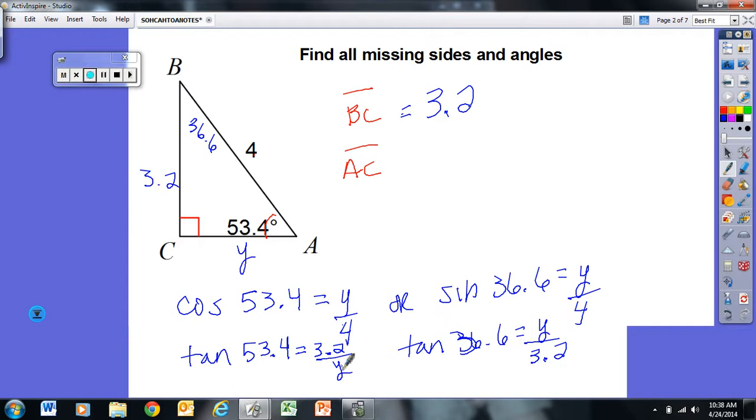And this is a good way of showing you where if you notice in each of these 3, this one, and this one, the y is in the numerator. That's really easy when that happens, because then you just do the denominator times the other side. You just cross multiply. So 4 cosine 53.4, 4 sine of 36.6, 3.2 tangent of 36.6. Those will all give me the same answer.